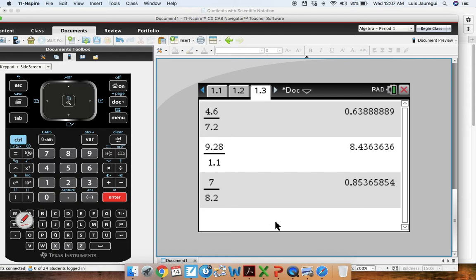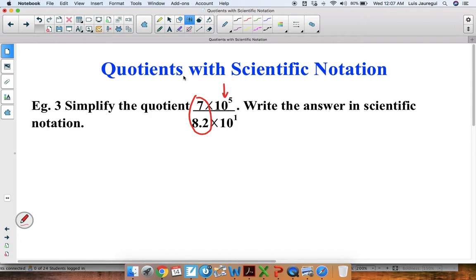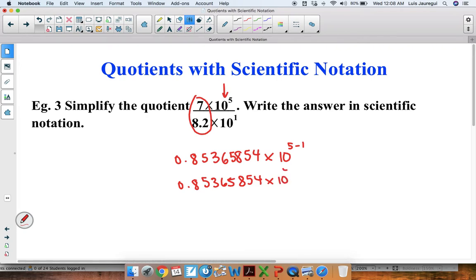Now notice here that we have these digits: 0.85365854. So going back to our notebook, that part is about 0.85365854 times 10. Now, we keep the base, and since we're dividing, we subtract the exponents. So 5 minus 1. So this is 0.8536585 times 10 to the 4th.